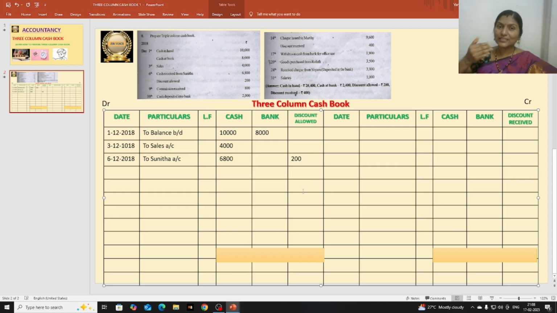Whenever the business is receiving commission, cash comes into the business. If cash comes into the business, here we are going to write on the debit side. Let us go and write. Debit side. First the date. 9th date.